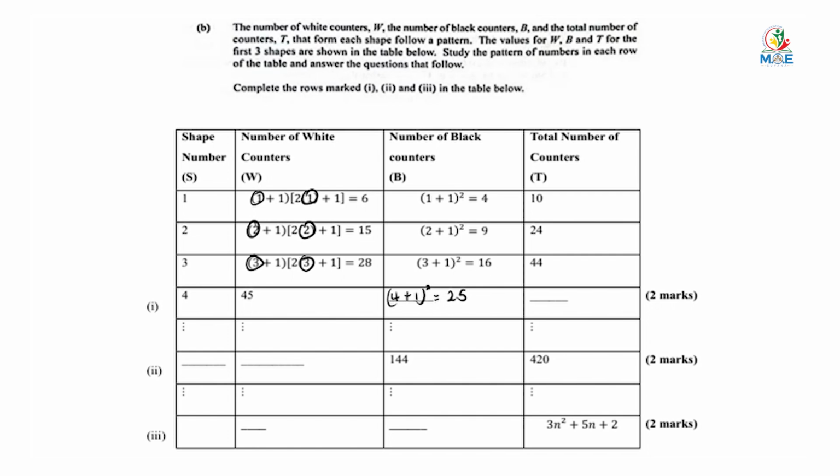So all we're doing to get the total number of counters is adding the number of black counters plus the number of white counters. So this will be 45 plus 25. That'll give us 70 here. As easy as that. So 70 is the answer.